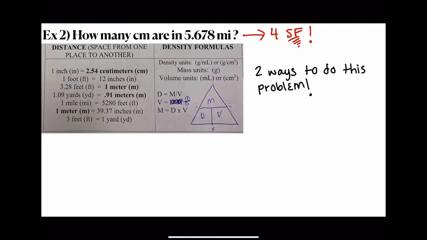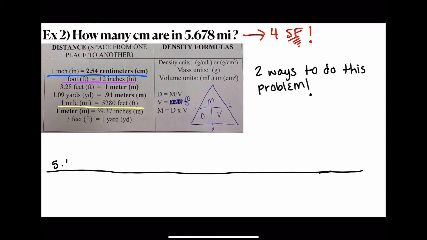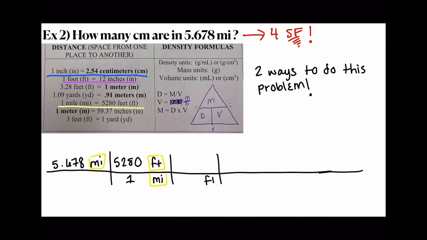Example number 2, how many centimeters are in 5.678 miles? We know our answer is going to have 4 significant figures, and there's actually 2 ways to do this problem. I'm going to solve it for you both ways. Using this portion of our conversion chart, the distance portion, I'm going to convert from miles to the only other unit that the table allows, which is feet. 1 mile equals 5,280 feet. Once I'm in the unit of feet, I can go to inches.